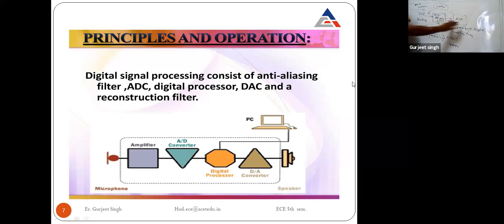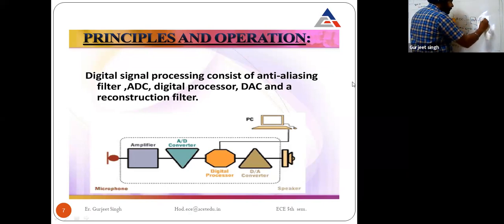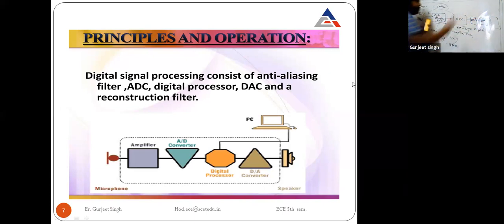Whenever we use the ADC, we first apply the anti-aliasing filter. Then at the last we apply the reconstruction filter. We apply ADC, then DSP, then DAC, and after the DAC we apply the reconstruction filter. The reconstruction filter works on the same concept: it will remove the unnecessary frequencies.